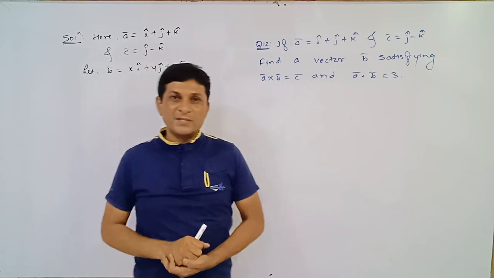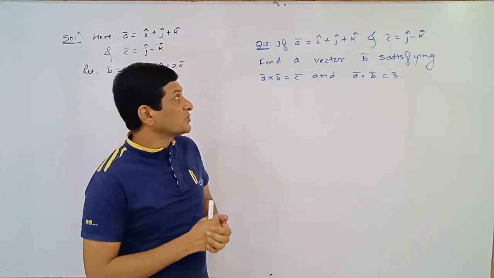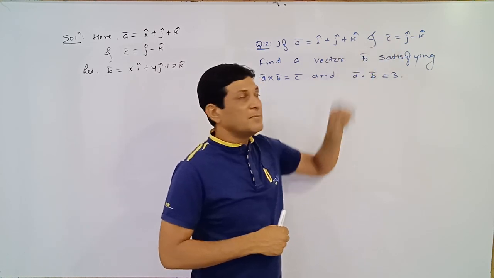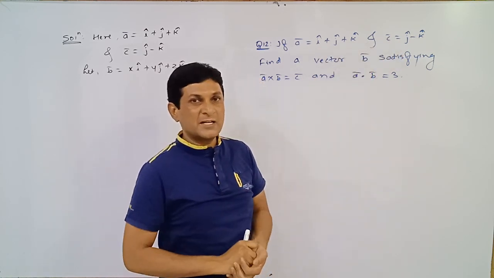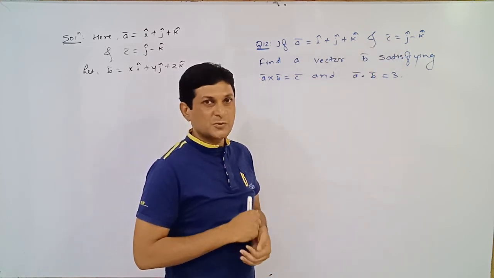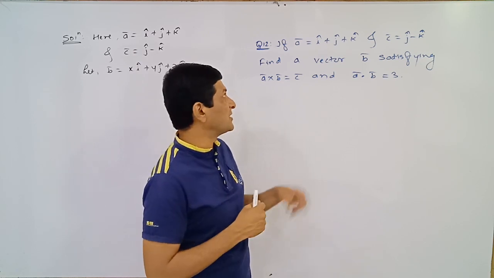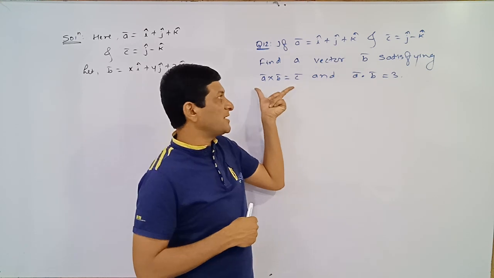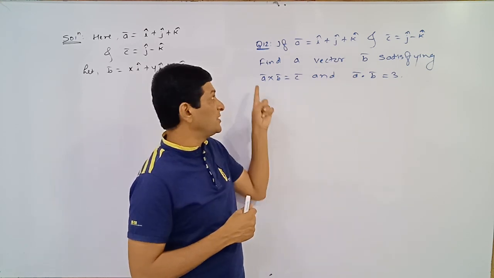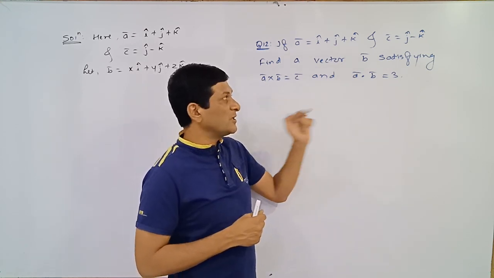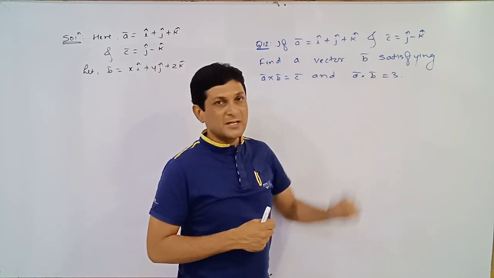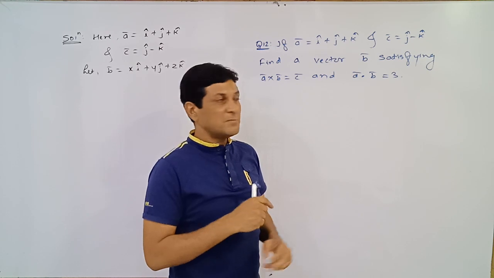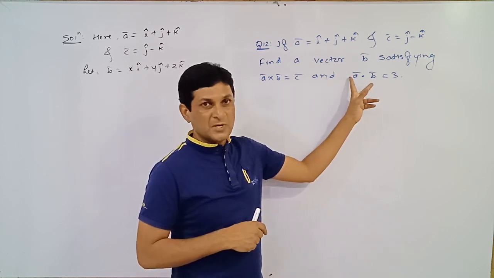So now later on, see question number 12. In this question number 12, two vectors are given to us: A bar and C bar. The values of A bar and C bar in Cartesian form, means in terms of i cap, j cap, k cap, are given to us. And the question is to find the vector B bar which satisfies these two conditions. Which two conditions? A bar cross B bar is equal to C bar and A bar dot B bar is equal to 3.